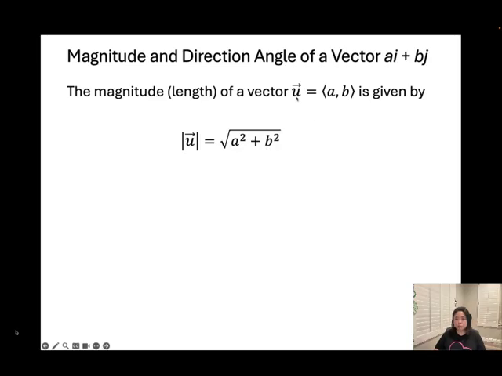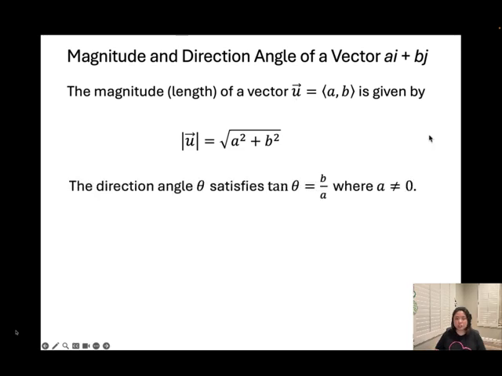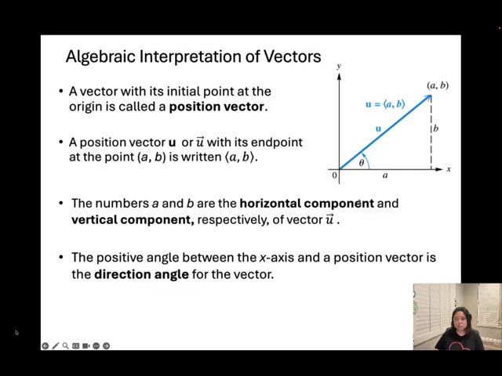And one more time, remember the vector u: either you bold this letter or you use the arrow on top to represent that this is a vector. The direction angle theta satisfies tangent theta equals b over a, where a cannot be equal to 0. So go back to here. This is the direction angle. How do you find this theta? Tangent theta equals opposite over adjacent, so tangent theta equals b over a.